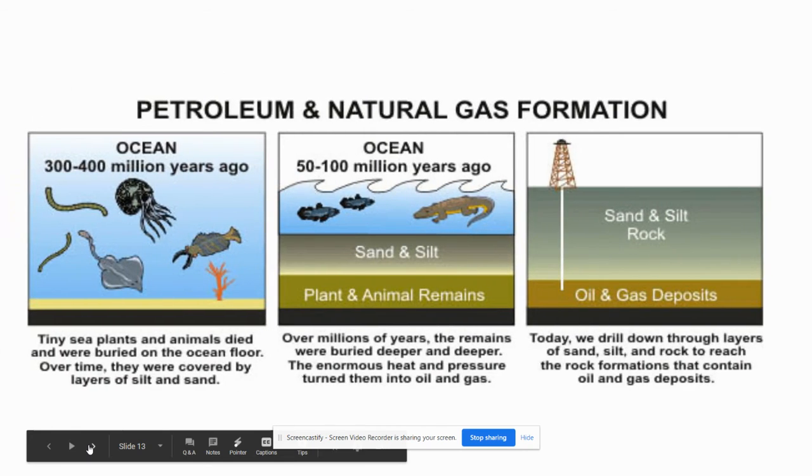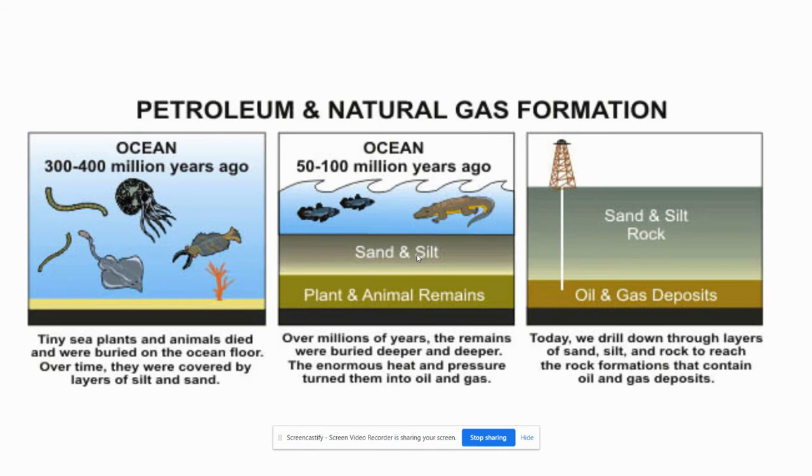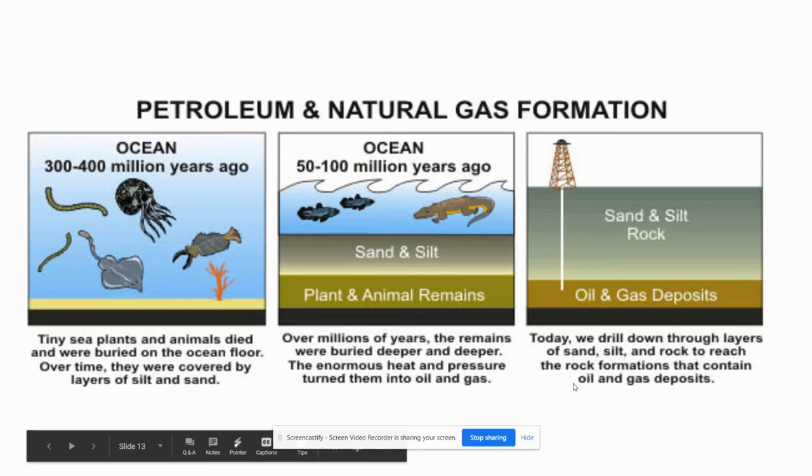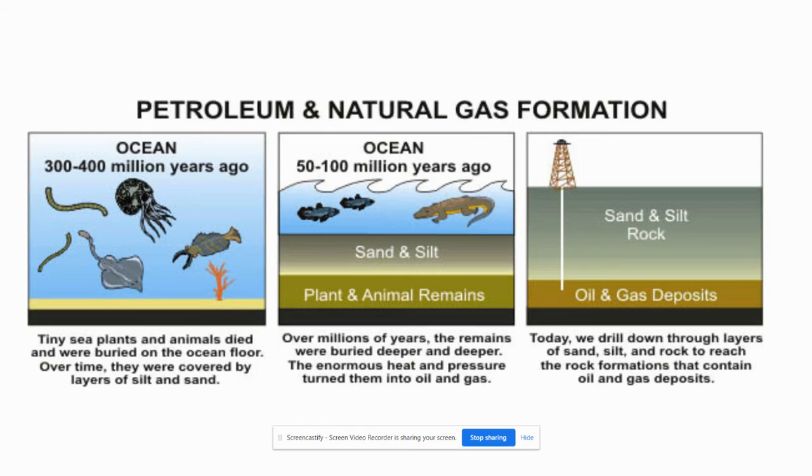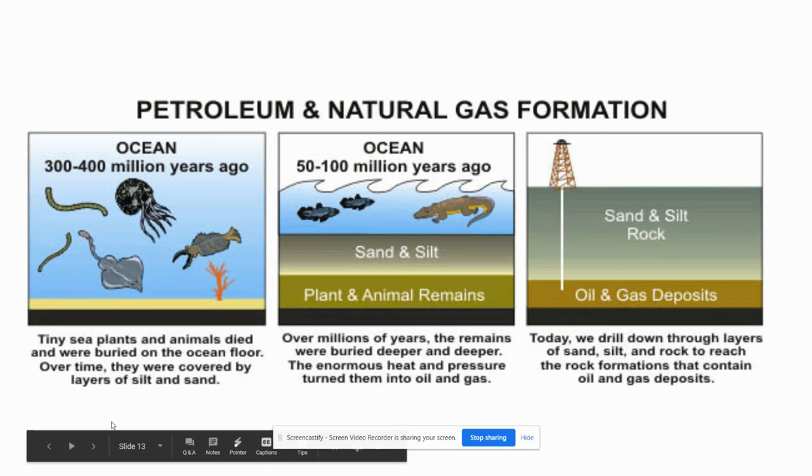In the same way, we got the petroleum and the natural gas. So tiny sea plants and animals died and were buried on the ocean floor. Over a period of time, they were covered by layers of silt and sand. So here are the plant and animal remains and the sand and the silt. Over millions of years, the remains were buried deeper and deeper and got layered by the sand and the silt. And the enormous heat and pressure turned them into oil and gas. So today we drill down through these layers of sand, silt, and rocks to reach the rock formations that contain oil and gas deposits, which were once living organisms, sea plants, and animals.